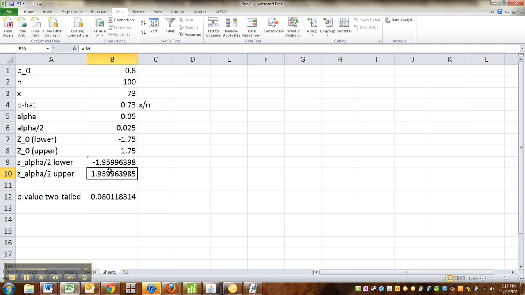And again, you could have done this a couple ways. I could find it by taking the negative, or I could find it by taking what I said before: equals NORM.INV, again you don't need the dot if you have the old school, 1 minus 0.025, comma 0, comma 1. There you go, it's the same number. So there's a lot of ways you can do it. So there are your two critical values.